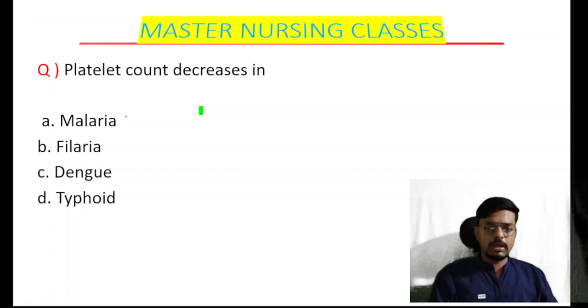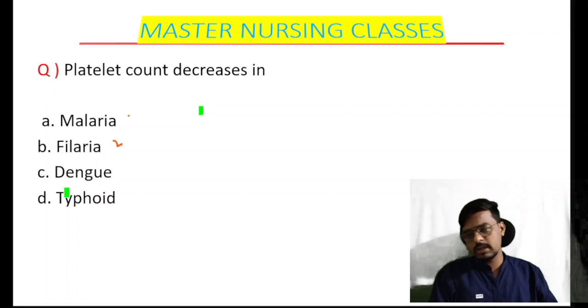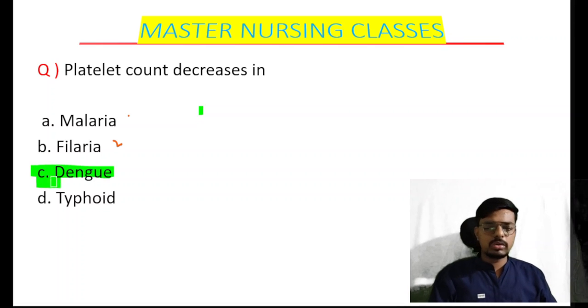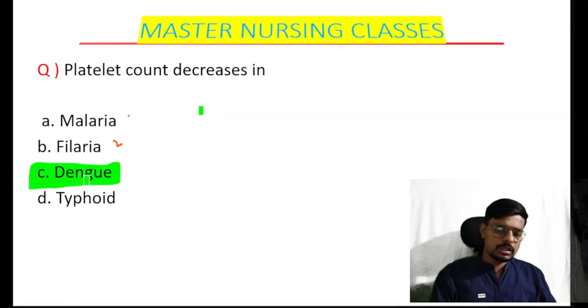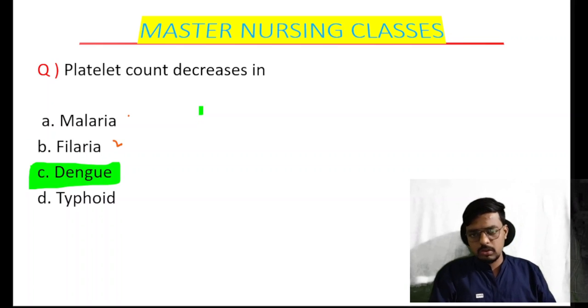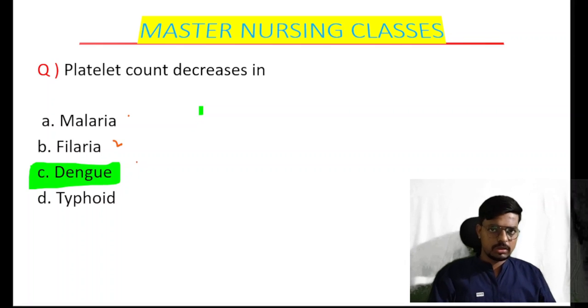Is it in malaria, is it in filaria, is it in dengue or typhoid? Yes, all of you have given the answer, that is dengue. In the 2018 RRB question paper, students, there are a lot of questions in the easiest form, that you all can solve.